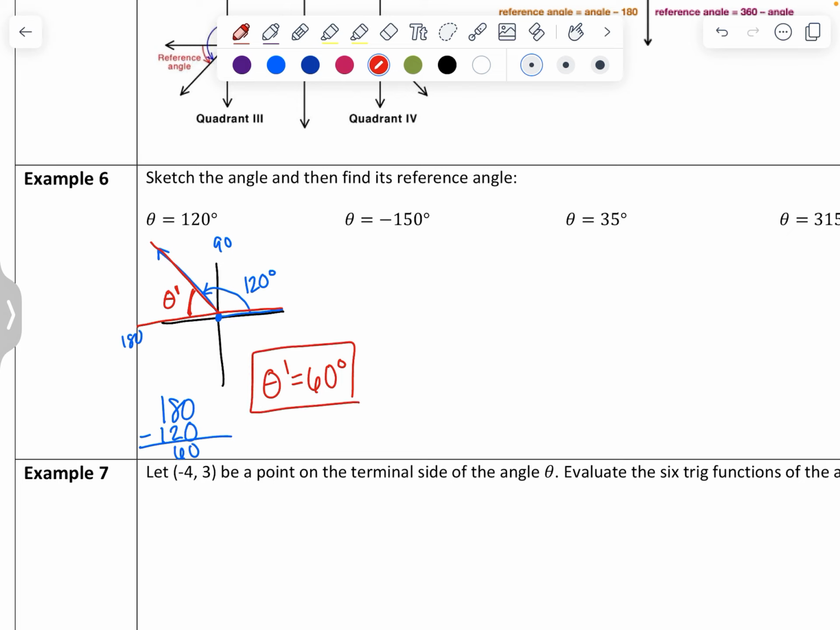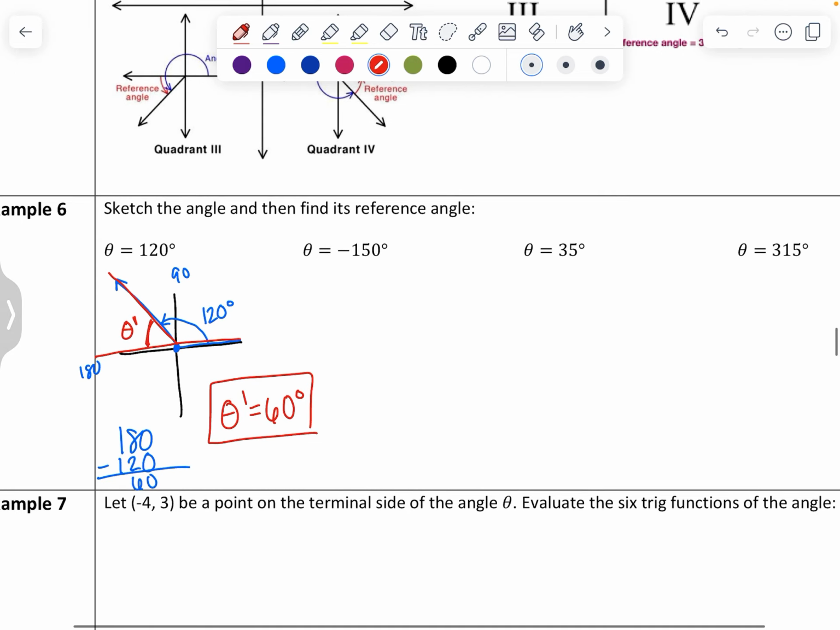Reference angles are going to be really important in finding trig values along with coterminal angles. So all of this will be important once we get into finding some trig values here. But we've got to practice using coterminal and reference angles first.